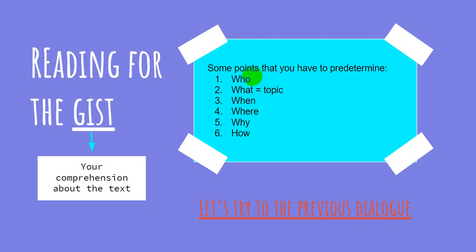Who are the speakers in that dialogue? Mindy and Tony. Who are Mindy and Tony? They might be friends. They might be co-workers. Yes. And then the topic we already discussed, and then about when. When is the dialogue mostly like happened?